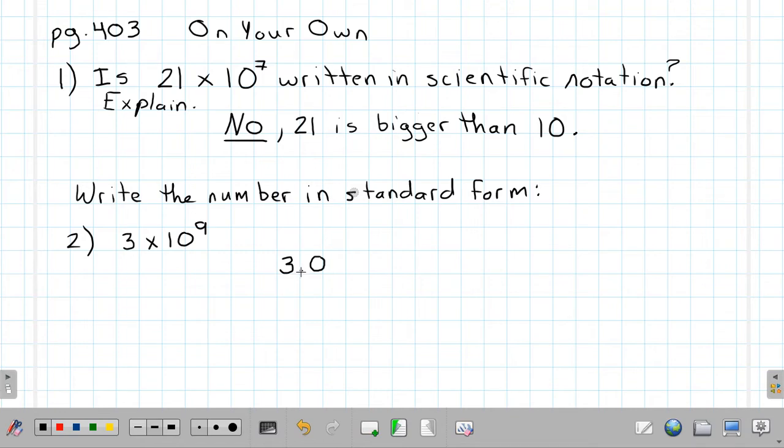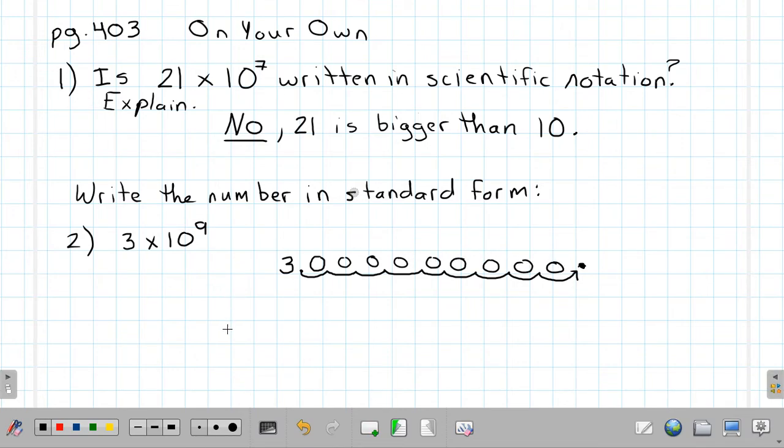But once we have that, we have the number 3.0. That means we're going to move the decimal place 9 places. And since this is a positive 9, we're going to go to the right. So this is going to be 1, 2, 3, 4, 5, 6, 7, 8, 9. So the decimal is going to go right here. And this is the thing. All these empty spaces, we have to fill those in with zeros.